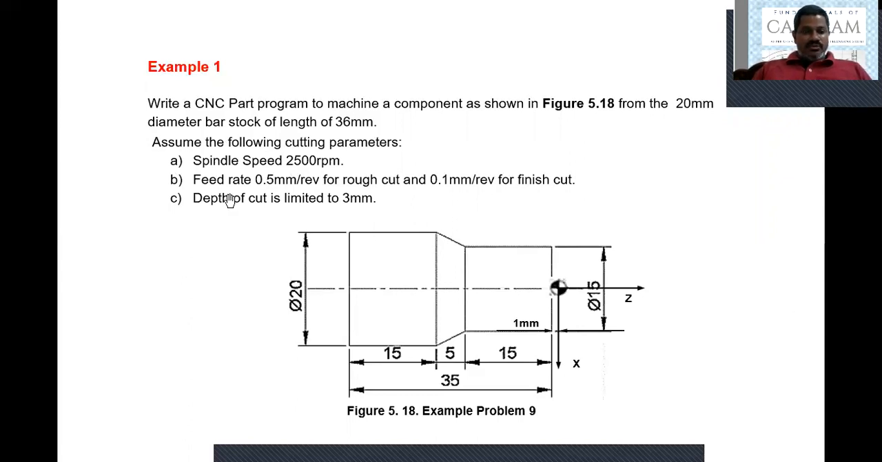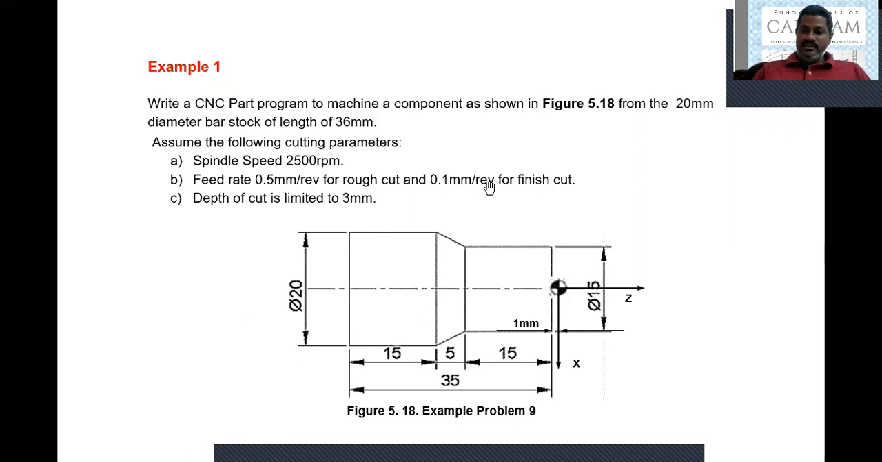Then in the problem, it is also mentioned that the feed rate is 0.5 millimeters per revolution for rough cut and 0.1 millimeters per revolution for finish cut. Some amount of material will be removed using more depth of cut, and after that, finally, we will take the final cut wherever the surface is exposed. That will be taken as the final cut. And so the final feed rate is 0.1 millimeters per revolution.